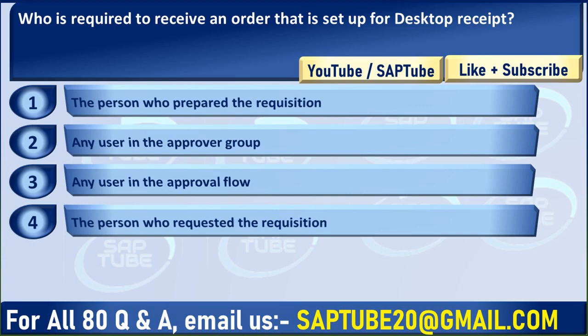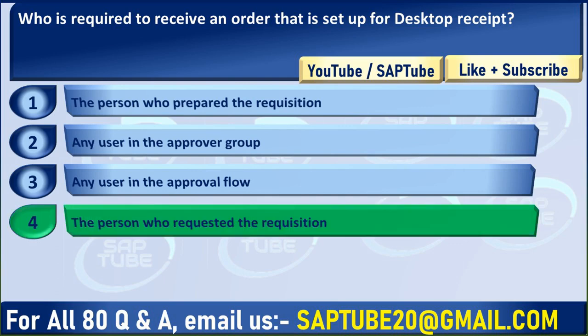Next question is: who is required to receive an order that is set up for desktop receipt? Options are: the person who prepared the requisition, any user in the approver group, any user in the approval flow, the person who requested the requisition. Correct answer is the person who requested the requisition.